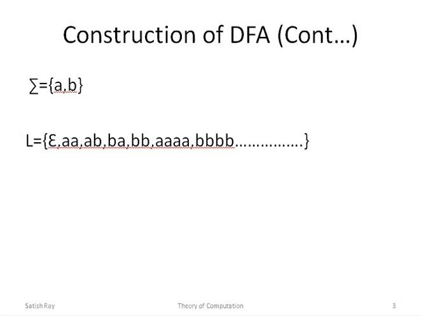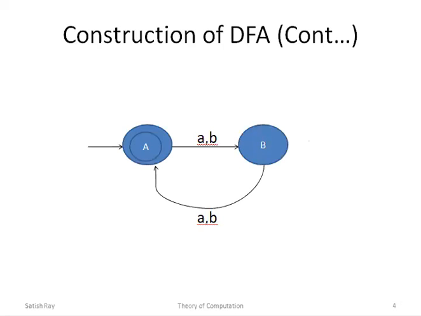So first, in order to accept the empty string, we should make our initial state as final so that it can accept the input string of length 0, that is empty string. And we have to make the next state as non-final so that on input string of length 1 will not be accepted, like this.